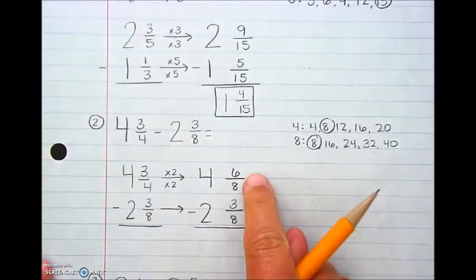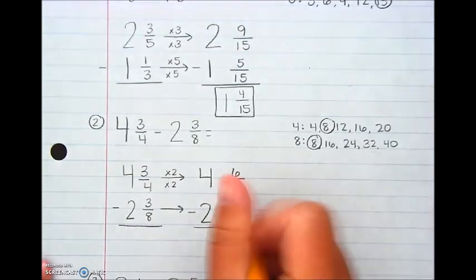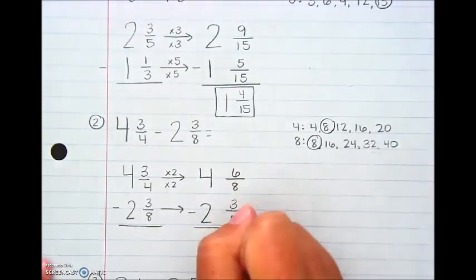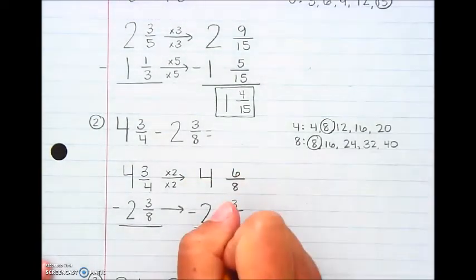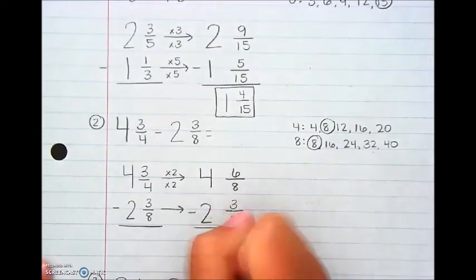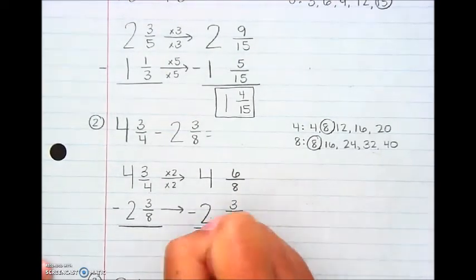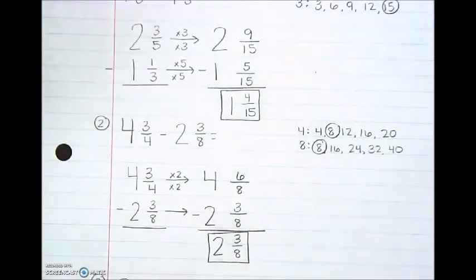Now I'm going to subtract my fraction parts. 6/8 minus 3/8 is 3/8. And 4 minus 2, my whole number part comes next, is 2. So my final difference is 2 3/8.